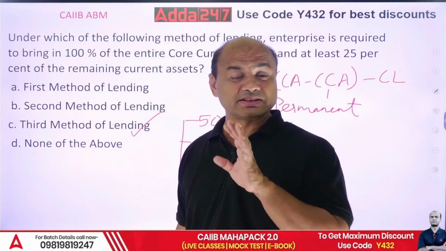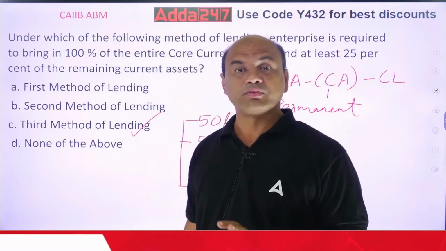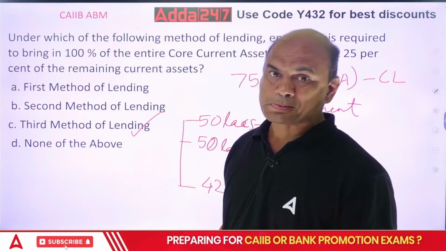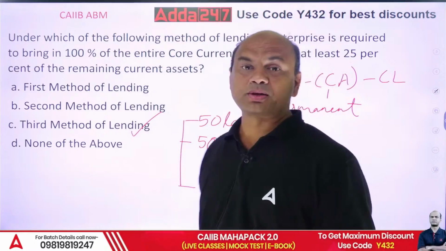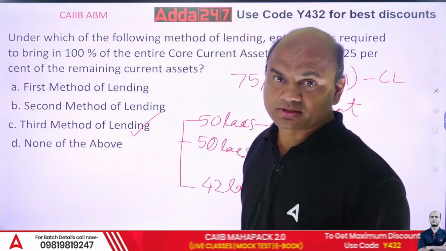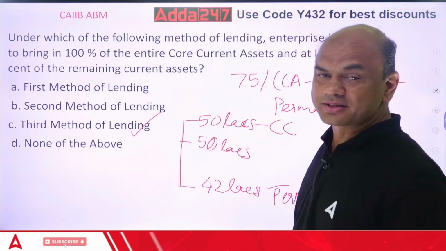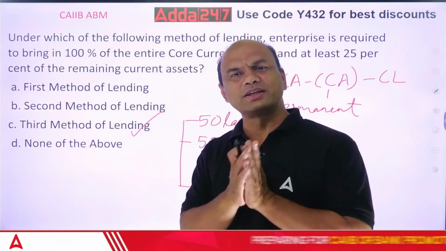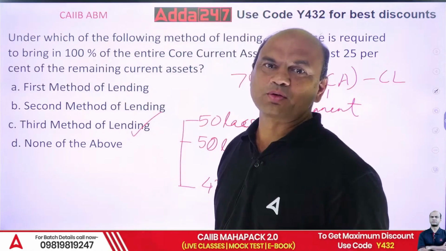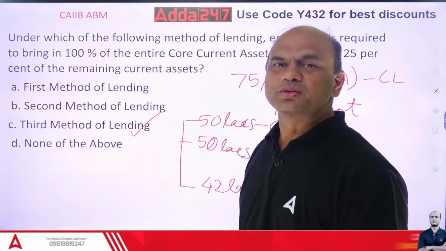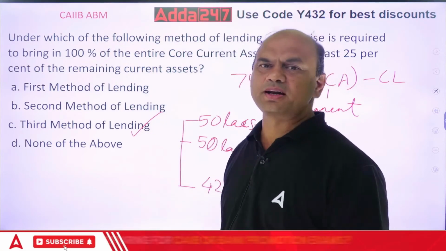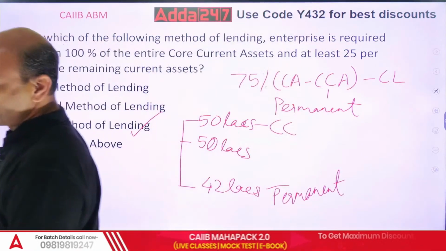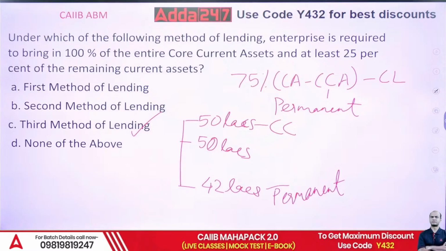Okay, this is a very stringent method. Very stringent. Now imagine if you tell the customer to bring the core current assets 100%, 42 lakhs 100%, and then the remaining 8 lakhs you are giving. The customer will say tata bye bye. I won't come to you, isn't it? So this method is more stringent and it is not followed that much in banking. We don't follow this in banking that much.